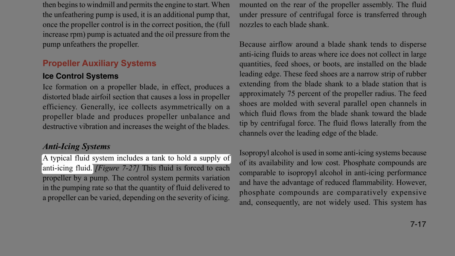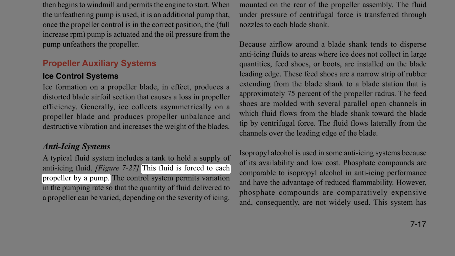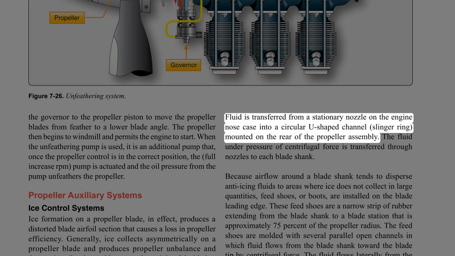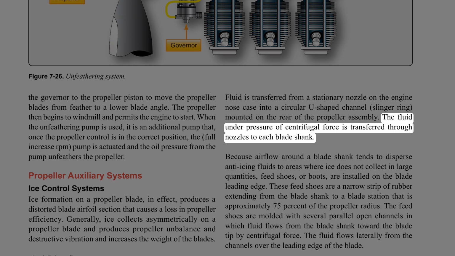A typical fluid system includes a tank to hold a supply of anti-icing fluid. This fluid is forced to each propeller by a pump. The control system permits variation in the pumping rate so that the quantity of fluid delivered to a propeller can be varied, depending on the severity of icing. Fluid is transferred from a stationary nozzle on the engine nose case into a circular U-shaped channel, slinger ring, mounted on the rear of the propeller assembly. The fluid under pressure of centrifugal force is transferred through nozzles to each blade shank.